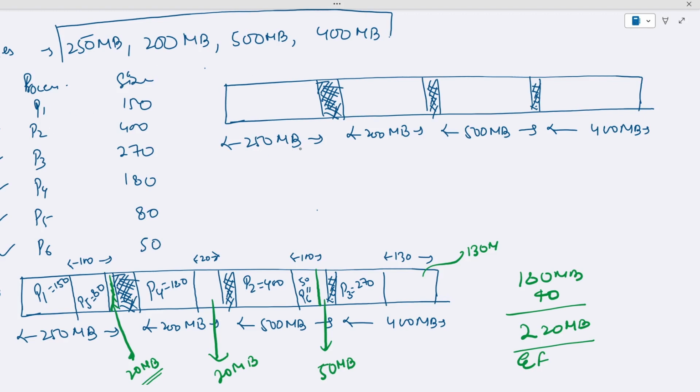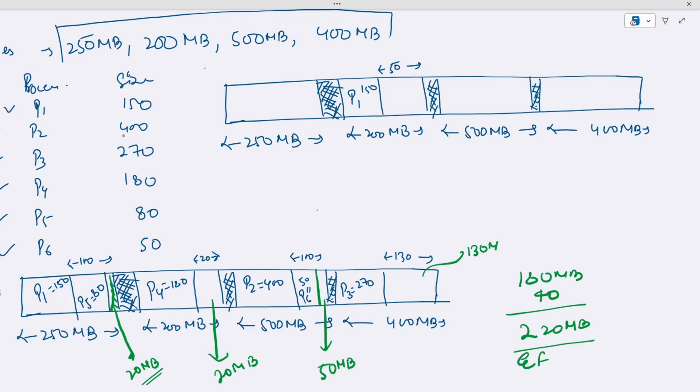First block 250. We can put this process here, but we are not going to put it here because we are first finding the space which is equal to the needed space or as close as possible. So 250 is very far, 200 is close to P1, but now let's check the other two blocks as well. So 500 and 400 are very far away. So definitely P1 gets space in the second block. So P1 gets 150 space in this block and the space left is 50 MB. P1 is complete.